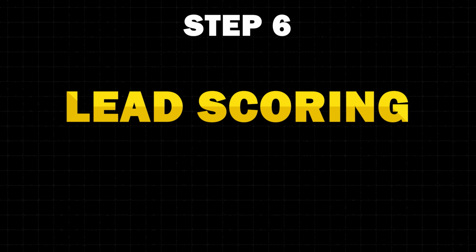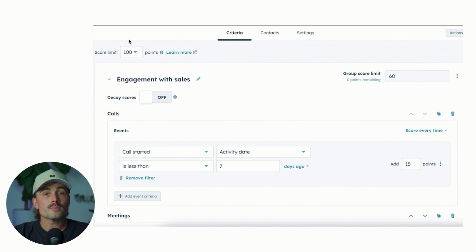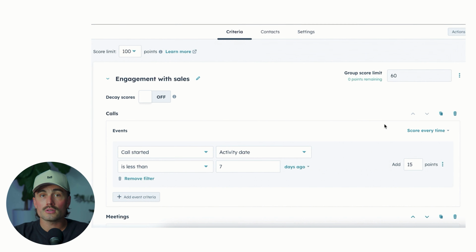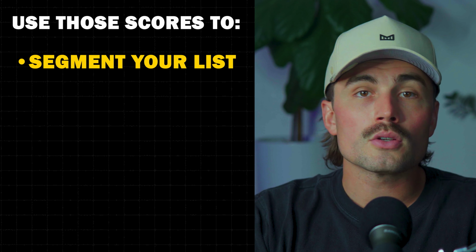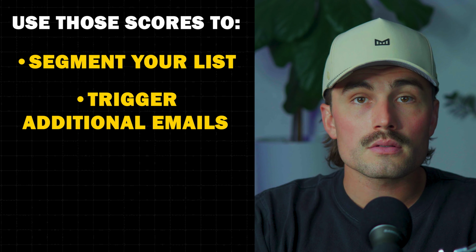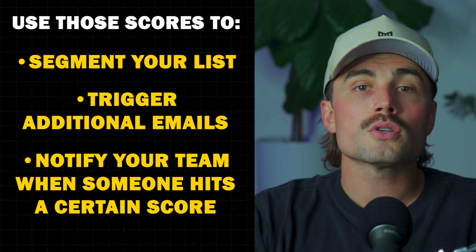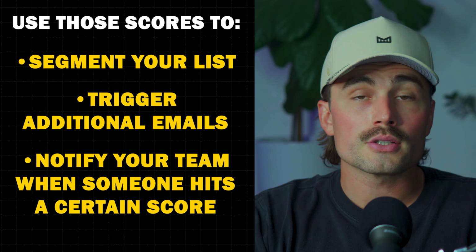Step 6, lead scoring and follow-up. Now, once you're getting regular signups, it helps to prioritize who to follow up with. HubSpot has a built-in lead scoring system where you can give points to contacts based on actions. You can use those scores to segment your list, trigger additional emails, notify your team when someone hits a certain score. It's a simple way to focus your attention on the people who are actually showing interest.